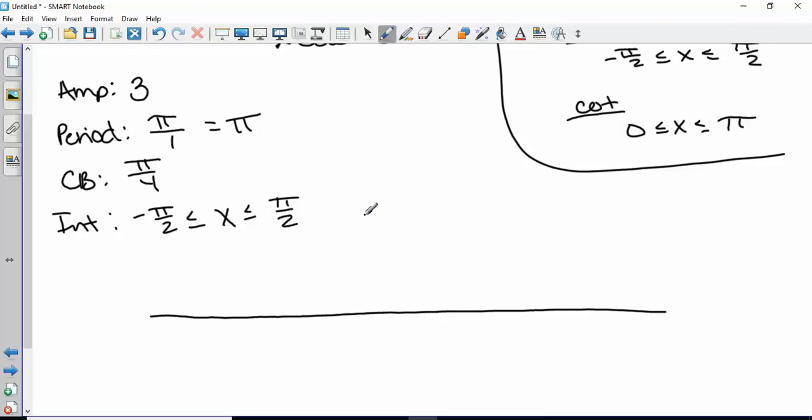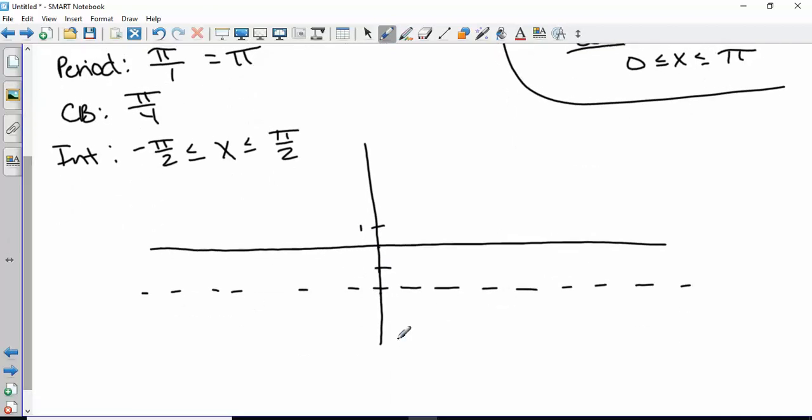So now we draw a graph. We are going down 2. So go to negative 2 and draw in an asymptote, or not really even an asymptote, our center line. Our amplitude is 3, so we will go 3 above, which would take us to positive 1, and 3 below, which would take us to negative 5.